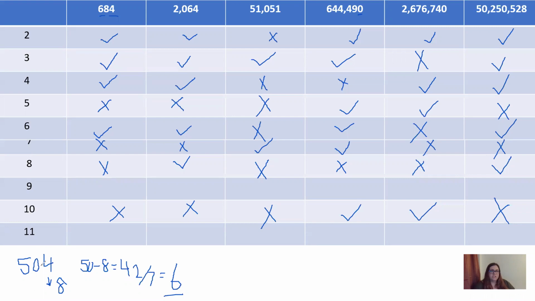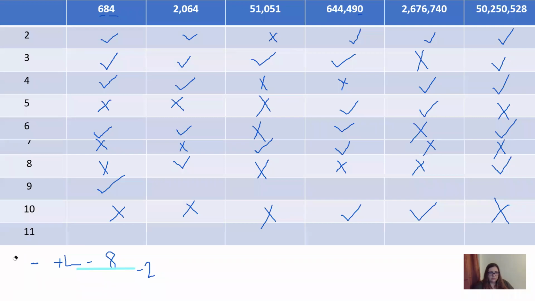9. If the sum of the digits is divisible by 9. So, 6 plus 8 plus 4 equals 18. Is 18 divided by 9 even? Equals 2. So yeah.